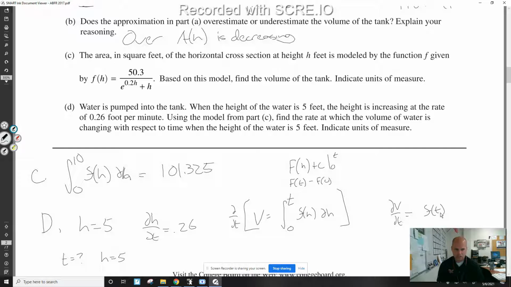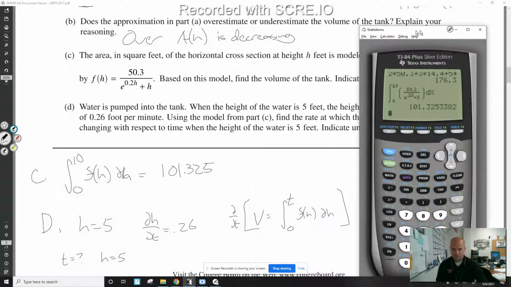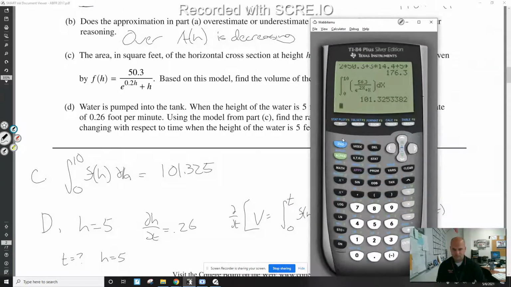I take the derivative of that, and I get regular f of t. dV/dt, the change in the volume, ends up being what my area is at that moment. That's kind of tricky to think about and visualize, but I'm pretty sure that's the answer. All I need is to find the time when my height is 5. I don't think I need dh/dt. I could be wrong though. Let's see.